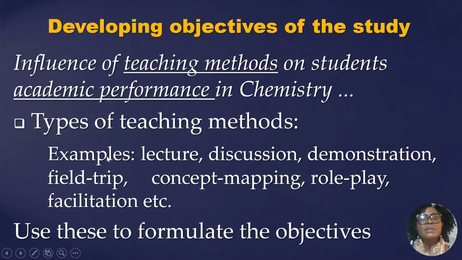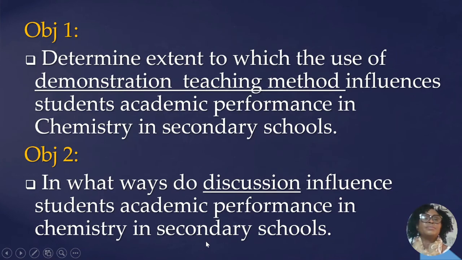You can find out what is the influence of lecture on students' academic performance. You can look at the influence of discussion method or discussion teaching method. You may not need to put teaching method back there, because once you say influence of discussion, anyone in education will know you are talking about teaching method, because they are already seeing the title and your purpose. You can also look at the influence of demonstration teaching method on students' academic performance in chemistry, or field trip and other things. That's how to form objectives. Use these to formulate the objectives.